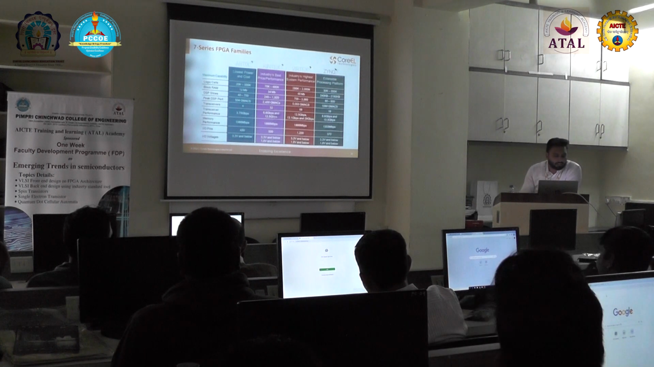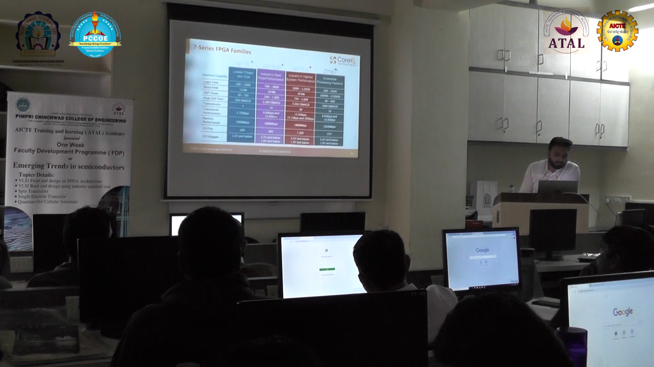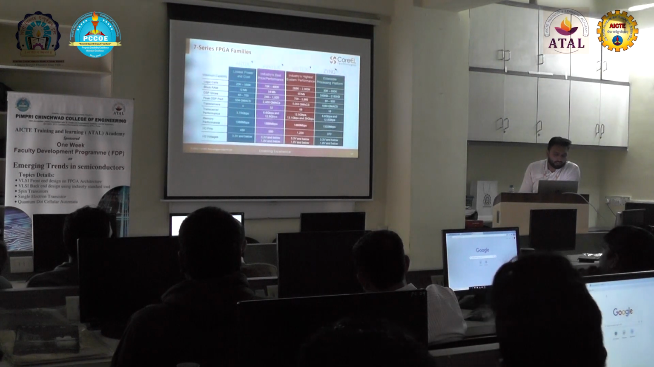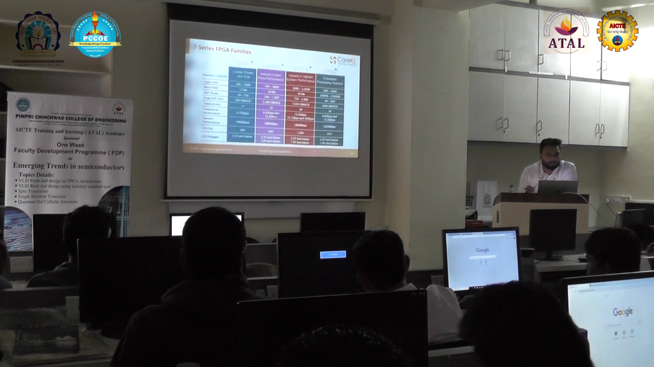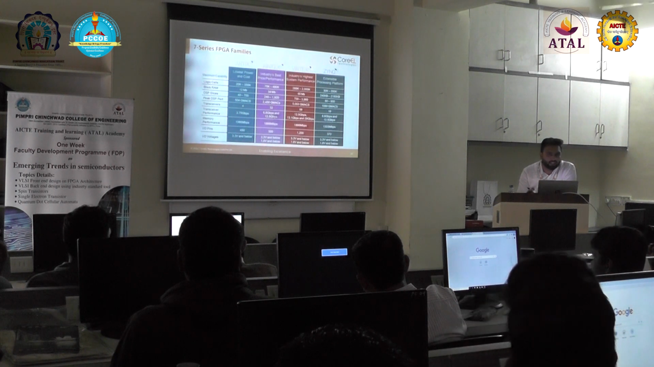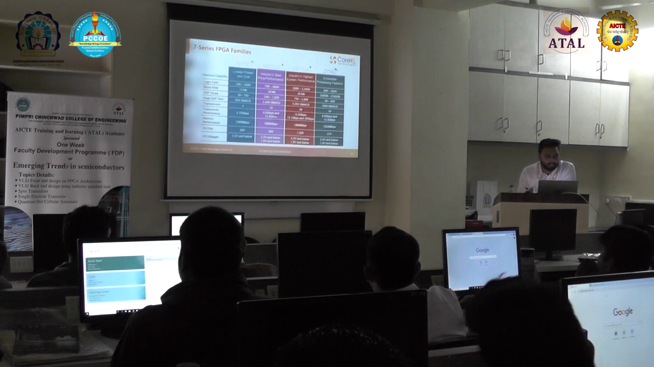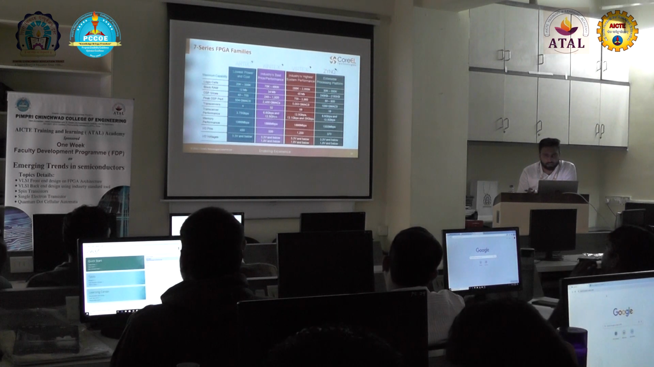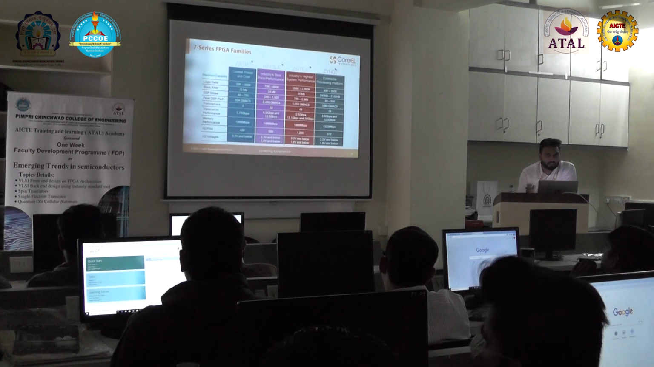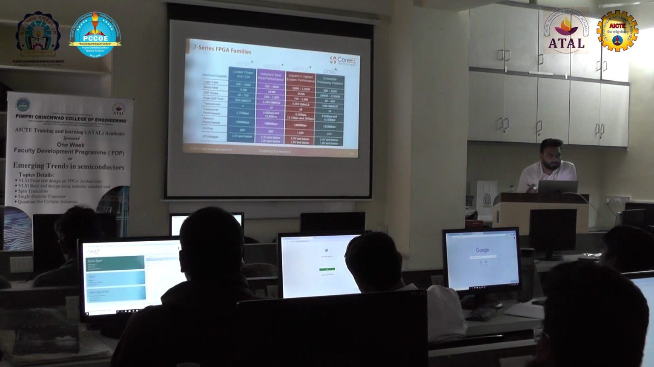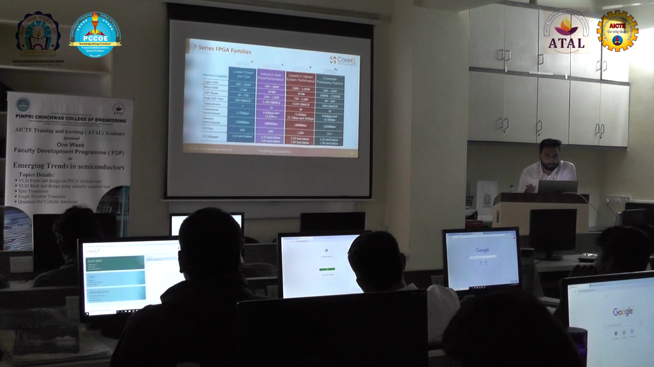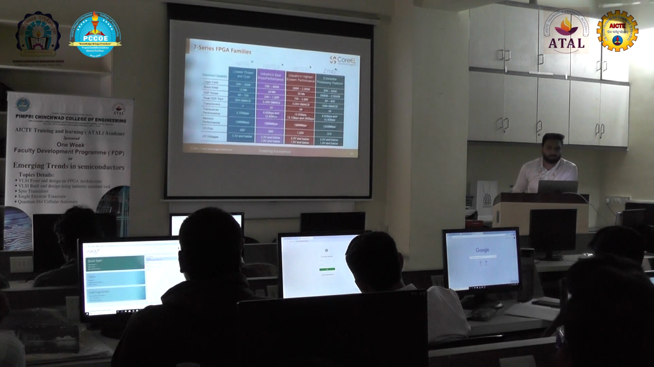Right? Same as logic cells, the block RAMs, DSP slices, and transceivers all increase from one family to another family. The basic, low-end FPGA family is Artix 7. Before Artix 7, the FPGA family was Spartan. So after Spartan came Artix 7, Kintex 7, Virtex, and Zynq. This 7 series FPGA is 28 nanometer technology.